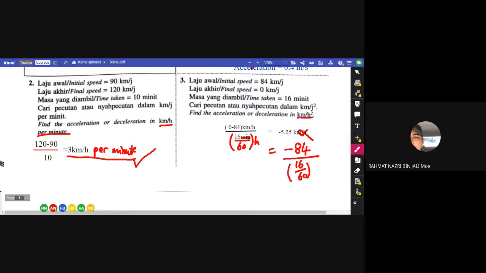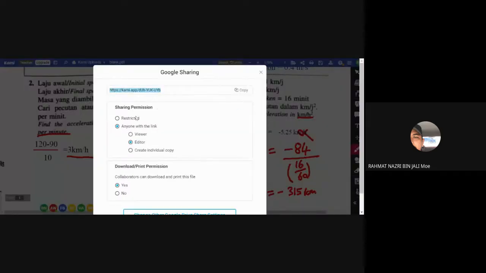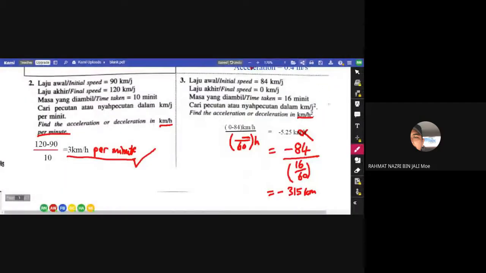Dia tekan calculator sajalah ini. Dia akan dapat negatif 315. Stop typing. Saya dah checking tadi. Saya stop sharing ya. Thank you. Dah. We have 16 ya, 16. Jadi kilometer per hour kuasa 2.